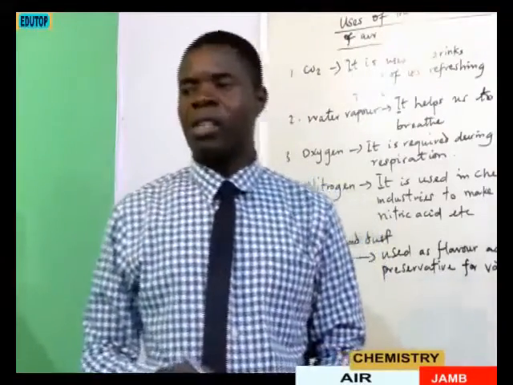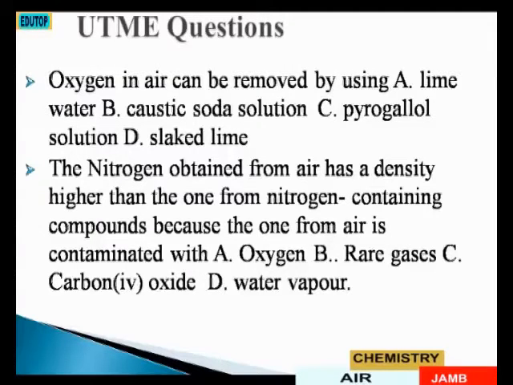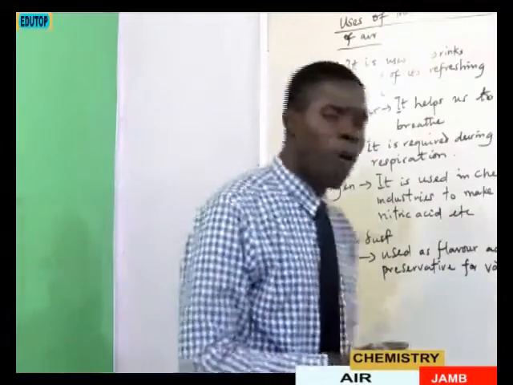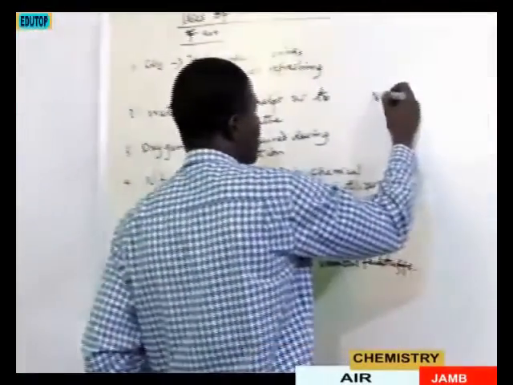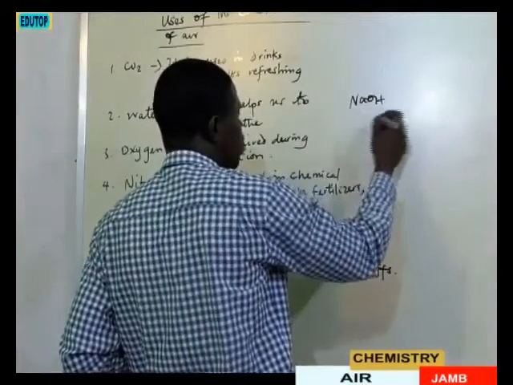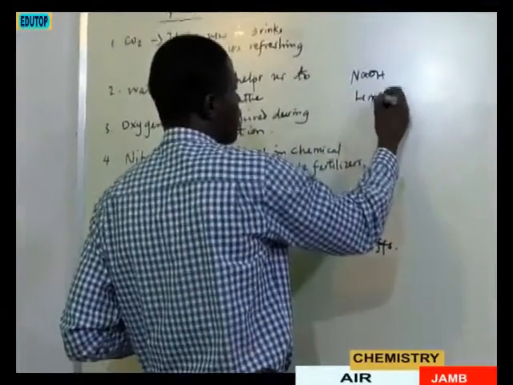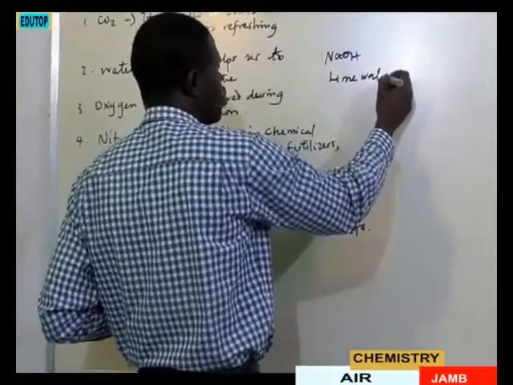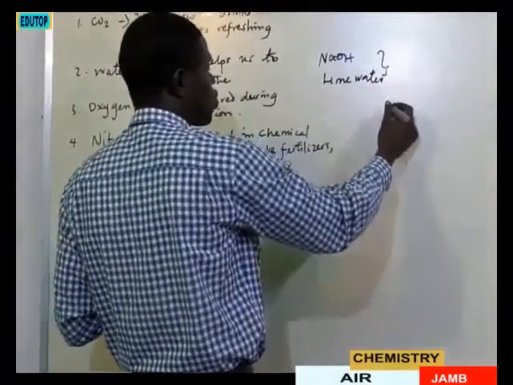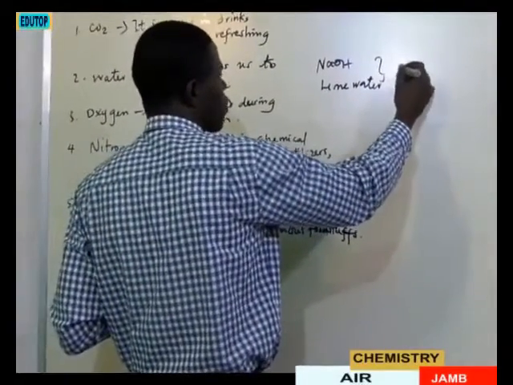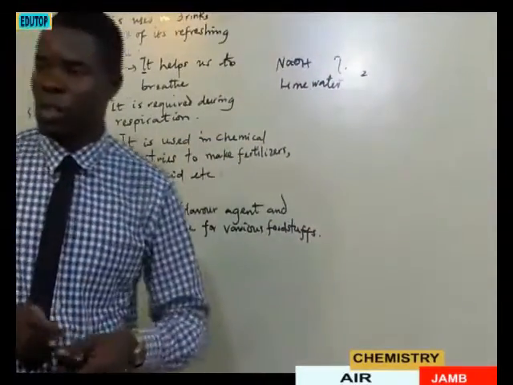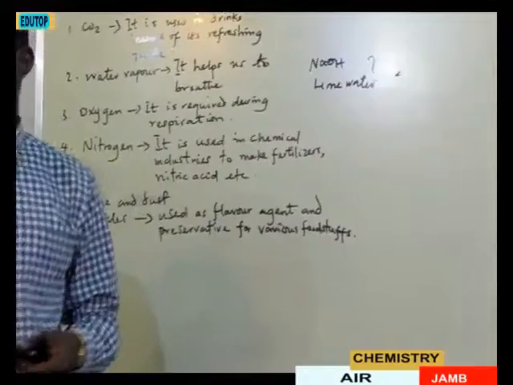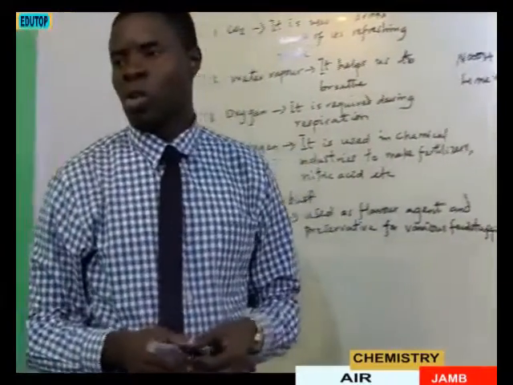Then option B, you can also use caustic soda, because caustic soda has affinity for what? Carbon(IV) oxide. Caustic soda is sodium hydroxide. That is caustic soda and lime water. We use these two substances to remove CO2, because both have affinity for CO2, not oxygen. That is why B is also not correct.